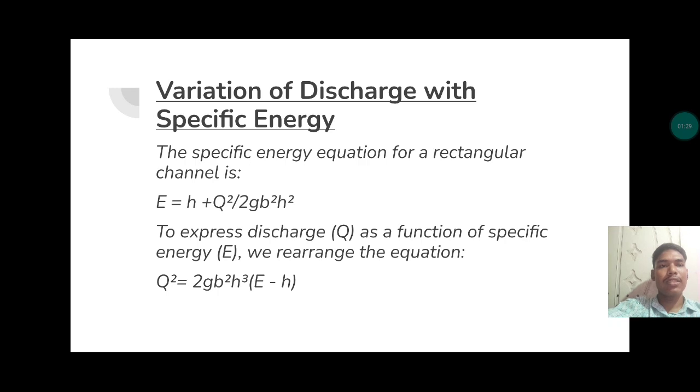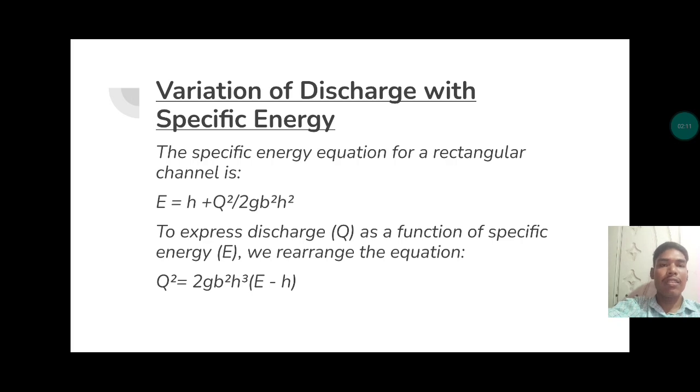The specific energy equation for a rectangular channel is E is equal to H plus Q square by 2GB square H square. To express discharge as a function of specific energy E, we rearrange the equation: Q square is equal to 2GB square H cube into (E minus H). Here E is the specific energy of the channel, H is the height of the channel, Q is the discharge, G is gravity, and B is the breadth of the channel.